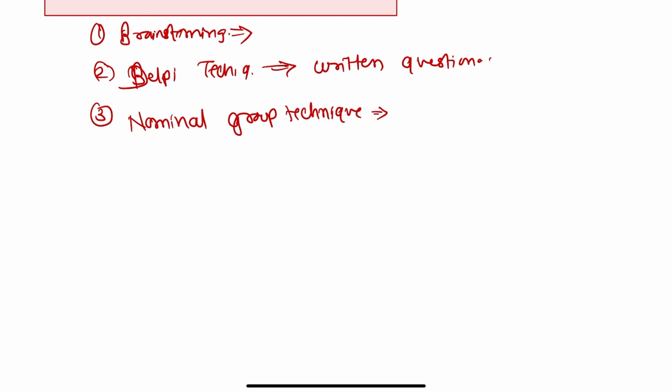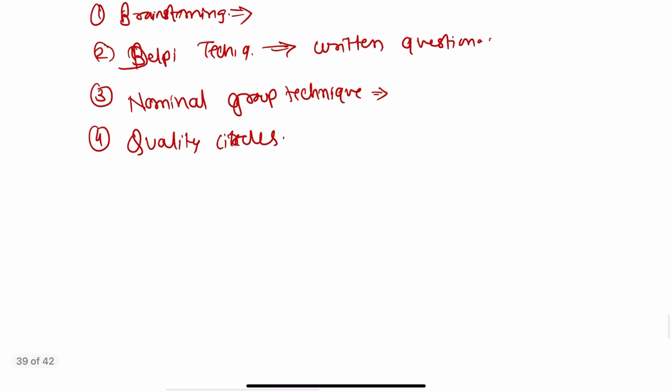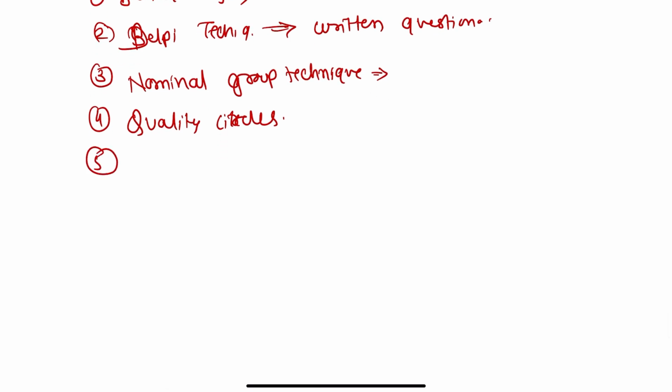Then we have quality circles. It is a small group of employees from the same department who volunteer to meet regularly to identify, analyze, and solve problems about the work. Fifth is the heuristic technique. Here decisions are made based on experience, rule of thumb, common sense, etc. Then we have fishbone. In fishbone, it is another variation of brainstorming, but is more structured and to the point.